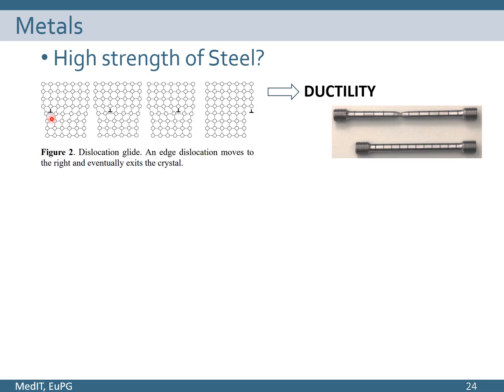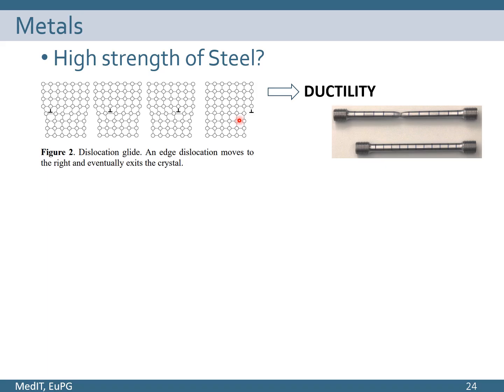Now, when a mechanical load is applied on the lattice, this dislocation will move, for instance, to the right. And the dislocation will jump from one side to another, to, let's say, cope with the applied stress.